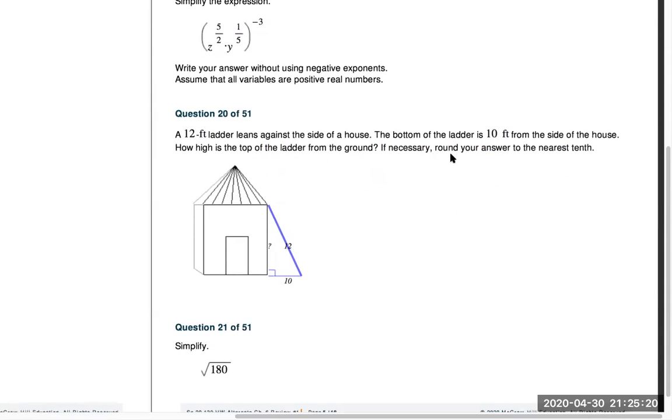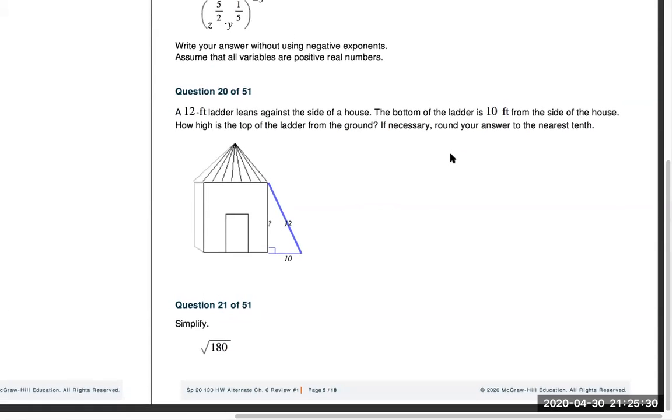I actually did the Pythagorean theorem one in the last video, so I'm going to wait on this one for now. If you have questions, ask. I think that number 21 is going to be a good one to end on right now.